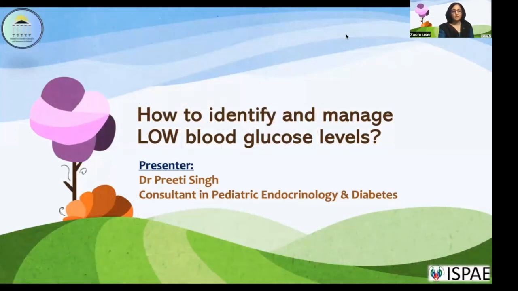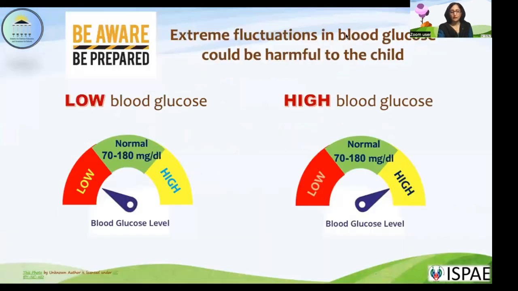Dear teachers, today in this section we will learn how to identify and manage low blood glucose levels. We should understand that at all times in the day, a child's blood glucose level should be within the normal range, that is between 70 to 180 milligram per deciliter, shown in green color. A blood glucose level which drops down to less than 70 milligram per deciliter is called a low blood glucose level, while any level beyond 180 milligram per deciliter is considered a high blood glucose level.